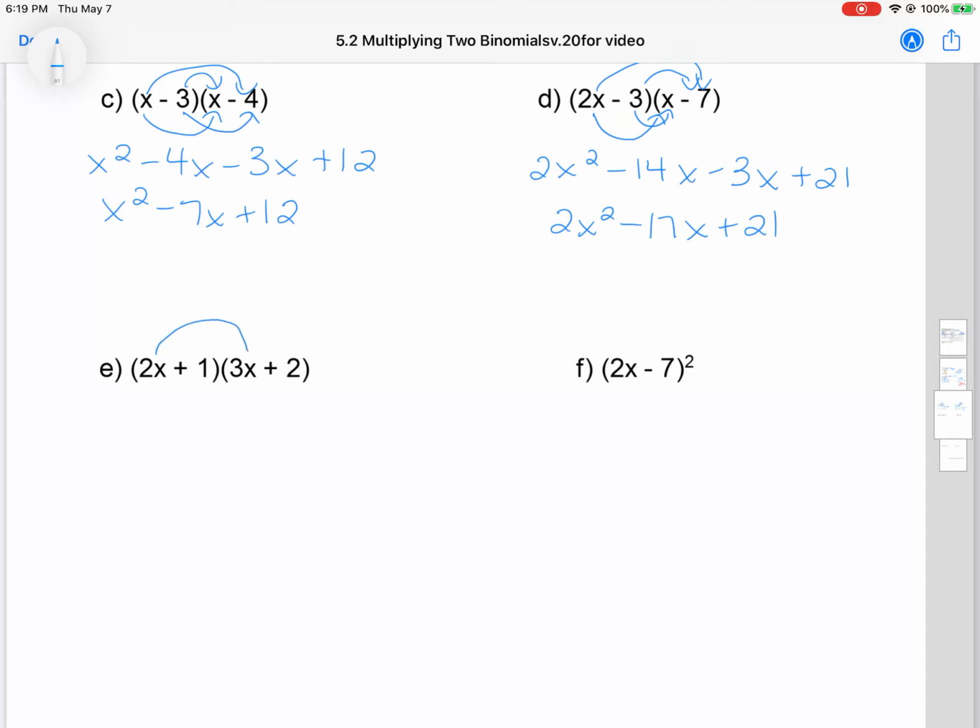Okay, so now both of our first terms have numbers, which is fine. You just multiply. 2 times 3 is 6. X times x is x squared. And then when you do the outside ones, you're going to do 2x times 2, which is positive 4x. The inside 1 times 3x is 3x. And then last is 2 times 1, which is 2. And then collect like terms.